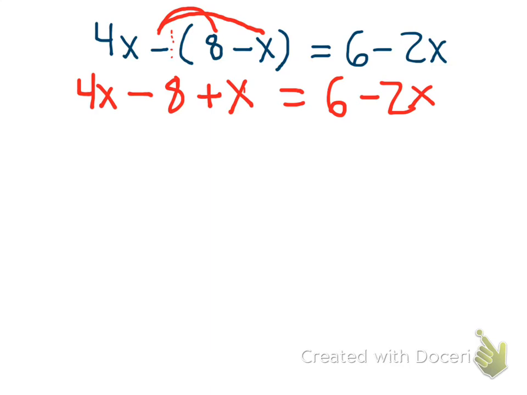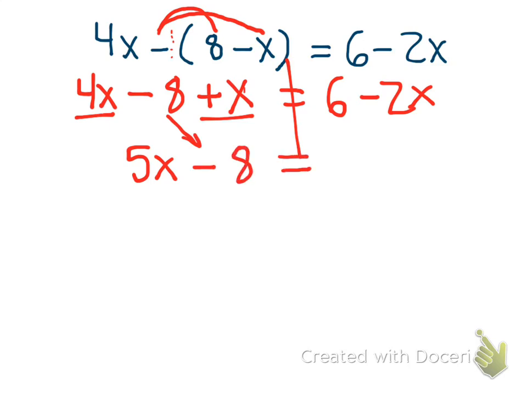Second step is to combine like terms on each side of the equal sign. So we have 4x's plus an x is 5x's. Didn't do anything with that minus 8, so let's rewrite it. Equals 6 minus 2x. So the third step is to separate the terms.